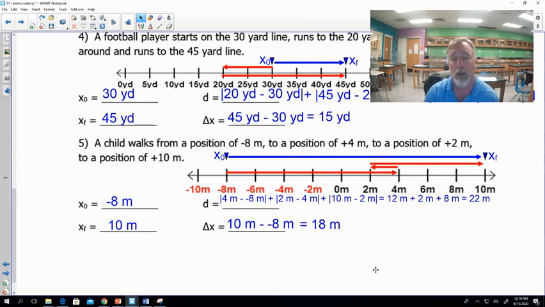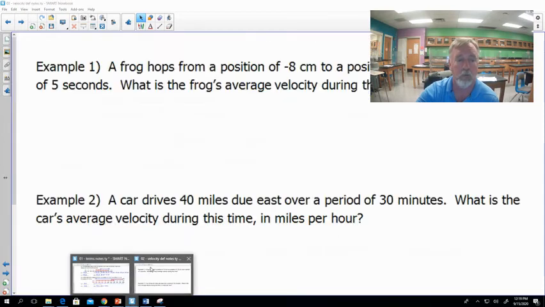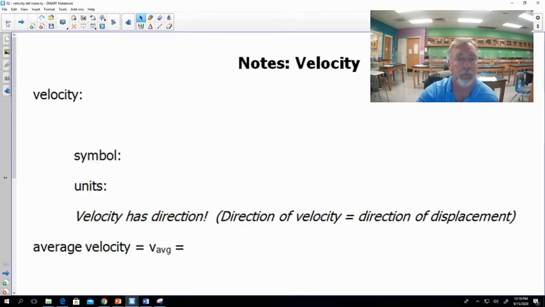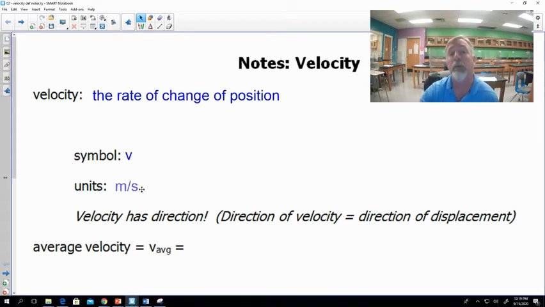Okay. Let's talk about velocity. Hopefully that one's not too foreign to you. What do we know about velocity? We're going to define velocity as the rate of change of position. Now that we understand position, that'll make it a little bit easier to understand velocity. What symbol are we going to use? V. And what are our units? Meters per second.